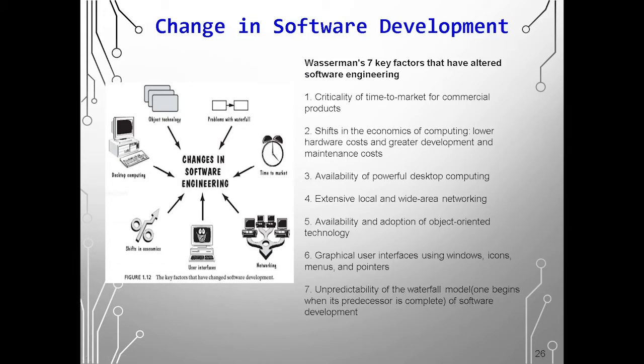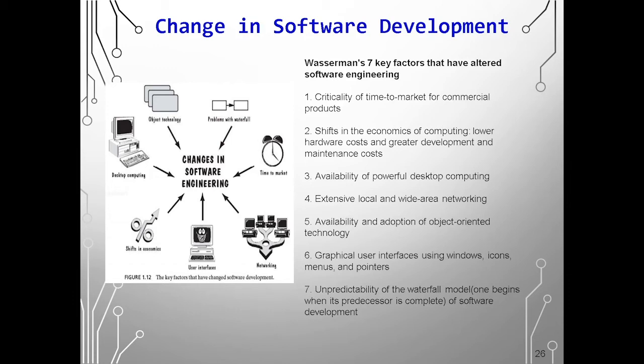Wasserman is a software engineer that is mentioned a lot in this chapter. I tried to find more information on him online, but was not able to locate his first name in the book, so it made research a lot harder. But he has 7 key factors for how software engineering has changed over the decades. The 7 main ones, with number 1 being the criticality of time to market for commercial products. So all these companies are fighting for the same market share, and so the time that it takes you to create a product and get it out to the market can vastly affect this.